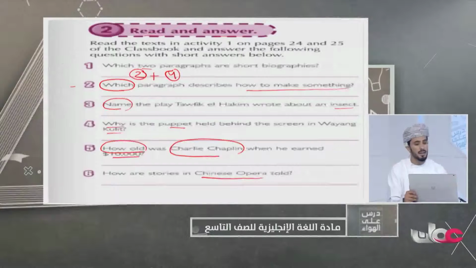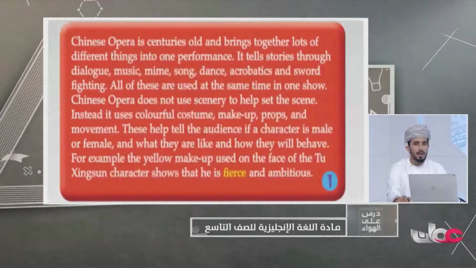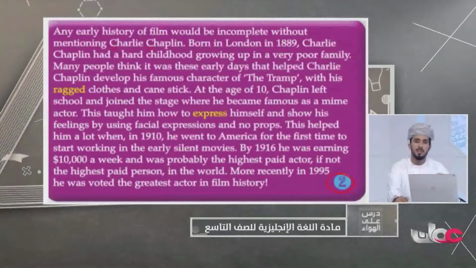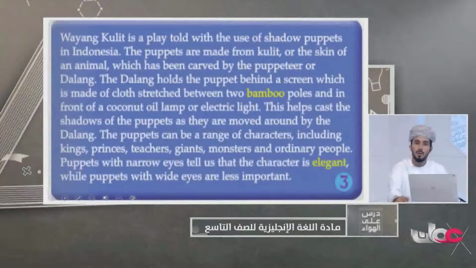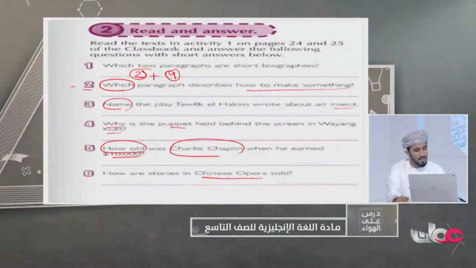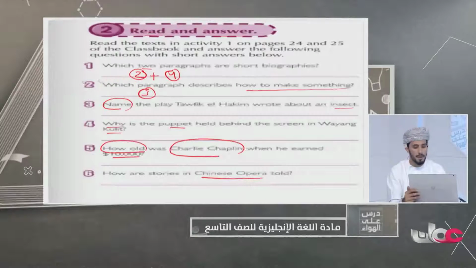Okay. Question number 2. Which paragraph describes how to make something? While reading, we got to know that the first one is talking about Chinese opera. Number 2 is talking about Charlie Chaplin. Number 3 is talking about the puppets and also how they are made. So which paragraph? It is paragraph number 3. Okay, so the answer of the second question is paragraph number 3.